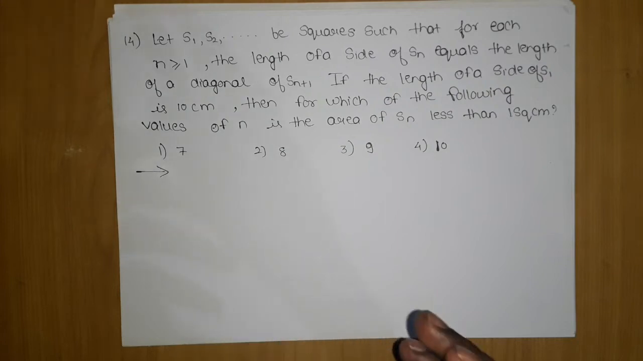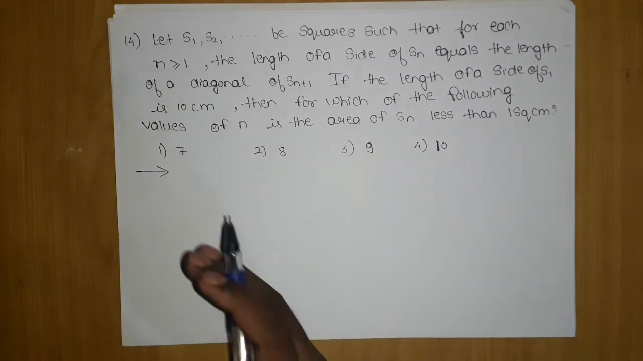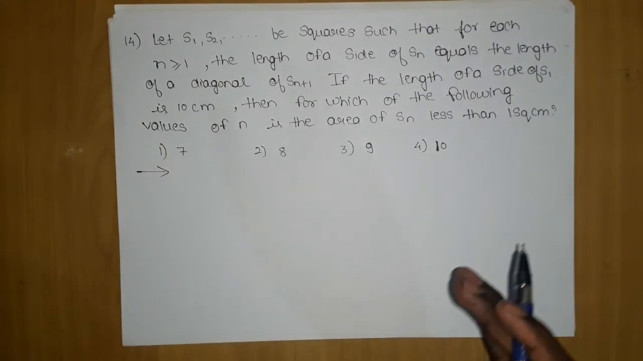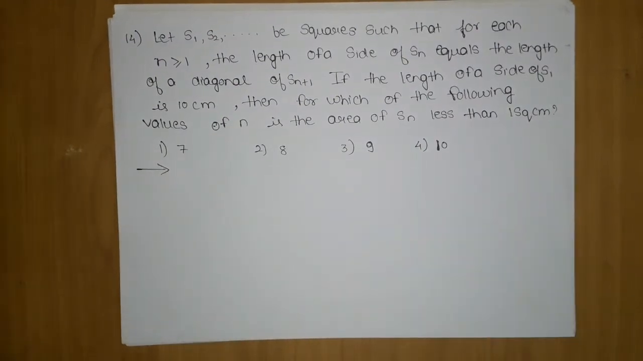Let S1, S2 and so on be squares such that for each n greater than equal to 1, the length of the side of Sn equals the length of a diagonal of Sn plus 1. If the length of a side of S1 is 10 centimeters, then for which of the following values of n is the area of Sn less than 1 square centimeter? Let me get the page. So this question number 14, we have done question number 13, right? Yes, we have done question number 13.